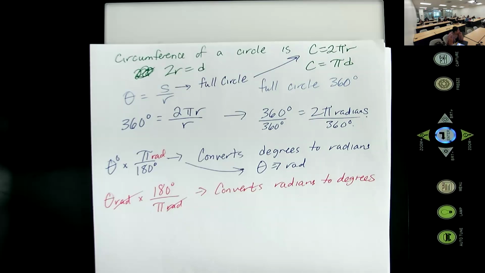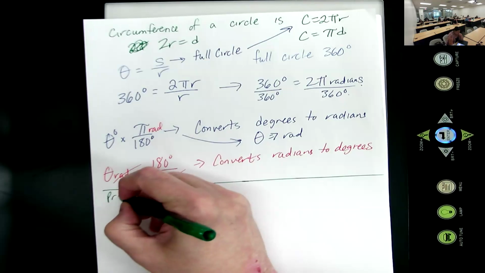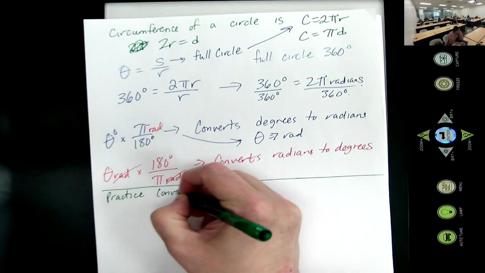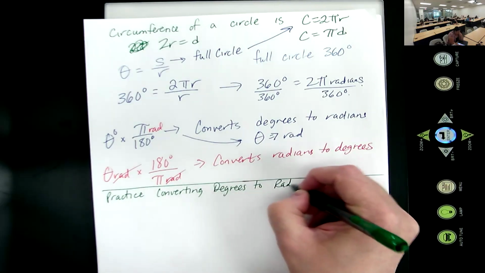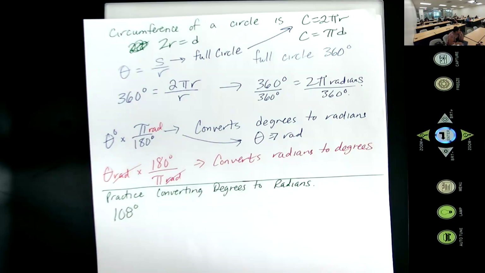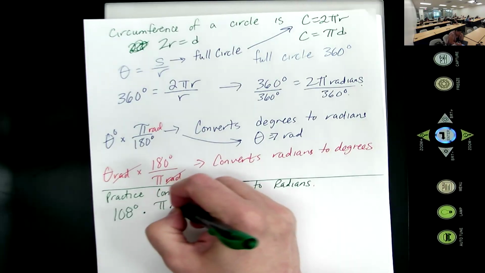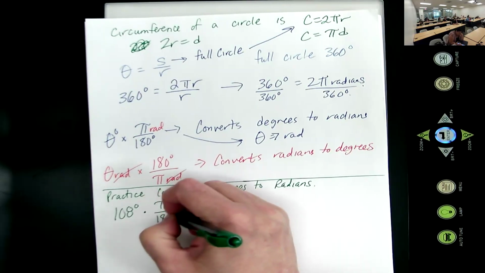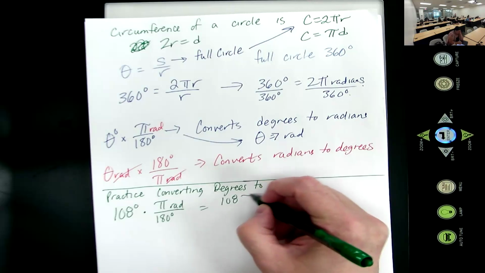So let's practice doing that, because we've done a lot in degrees. Let's practice converting degrees to radians. If we start off with 108 degrees, we can multiply this by pi radians over 180 degrees. And we get 108 times pi over 180.